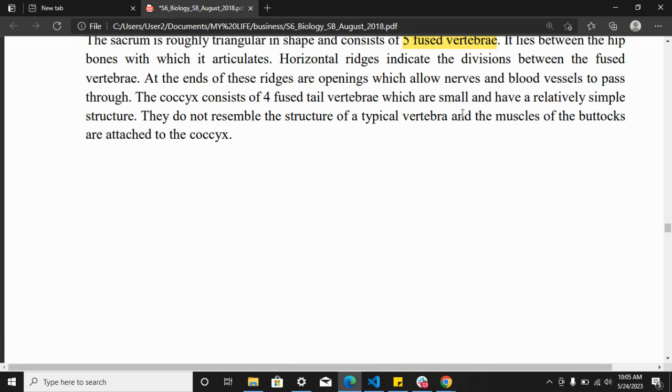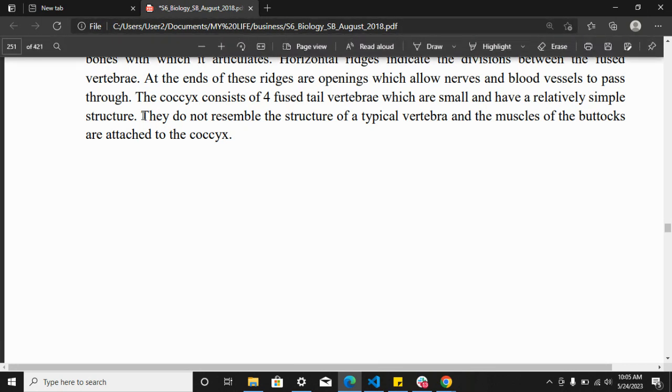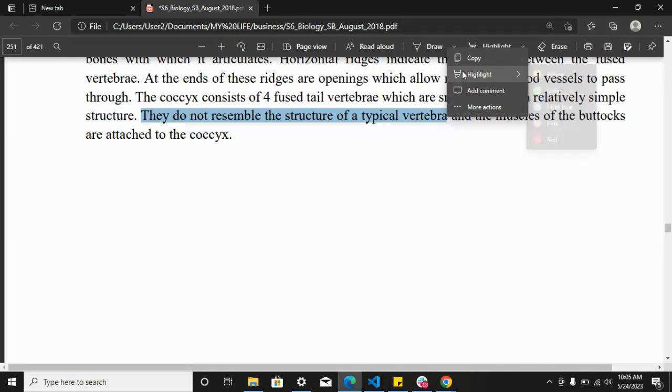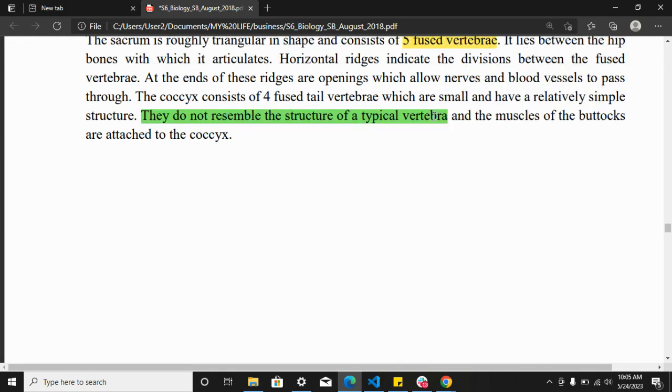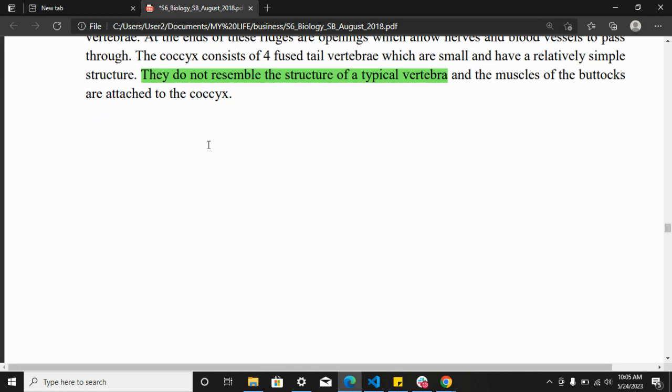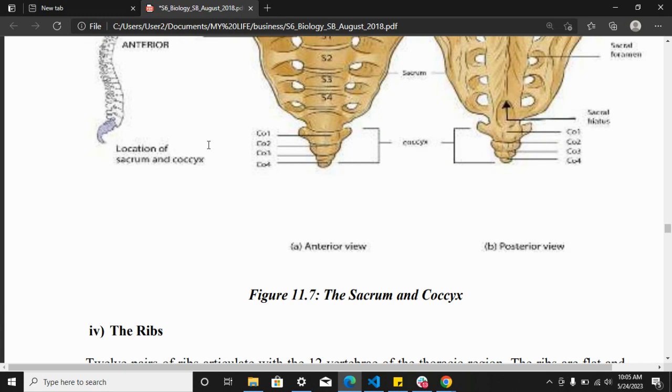So that is what they are saying here: they do not resemble the structure of a typical vertebra. The coccyx and the sacrum do not have any shape resembling other vertebrae. The muscles of the buttocks are attached to the coccyx; the buttock muscles attach to the little bone called the coccyx.